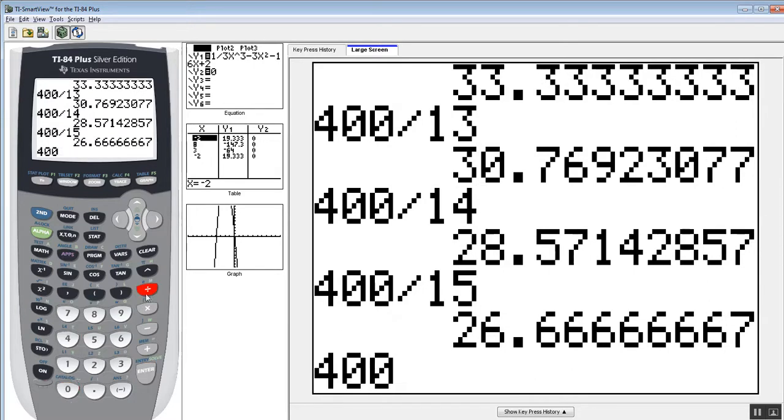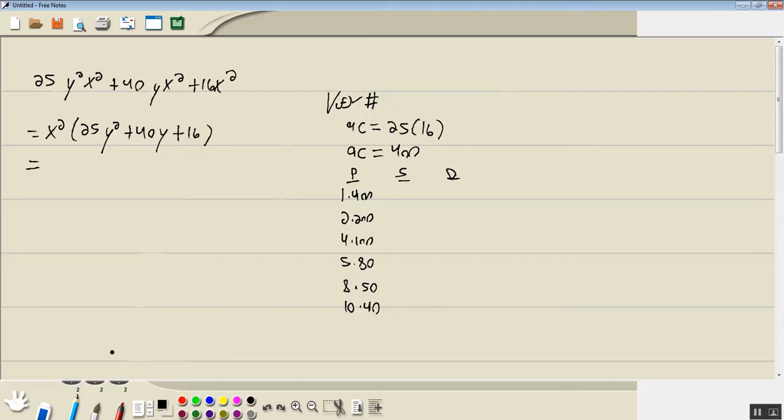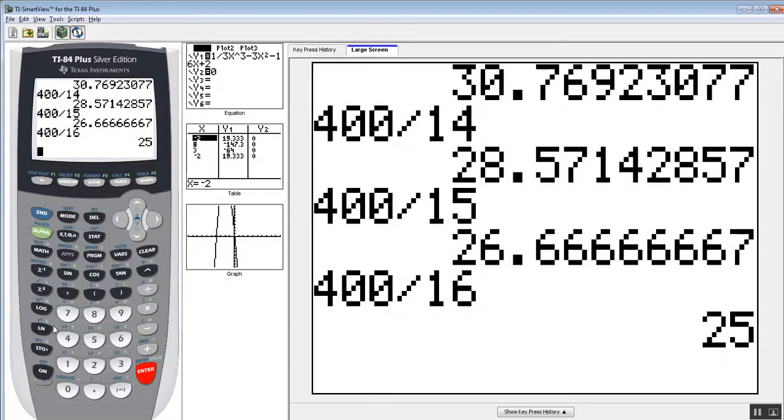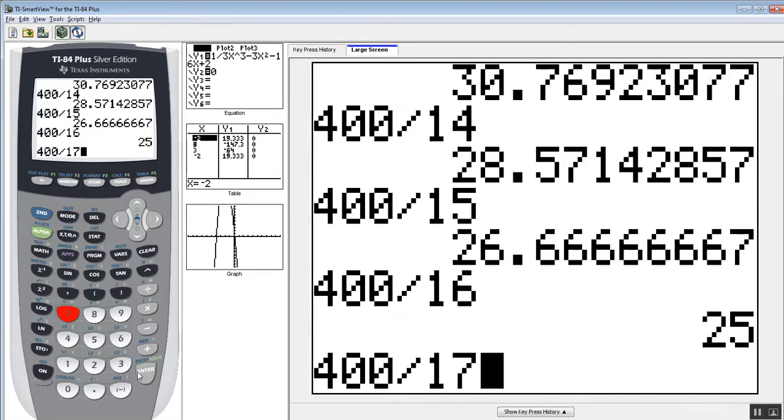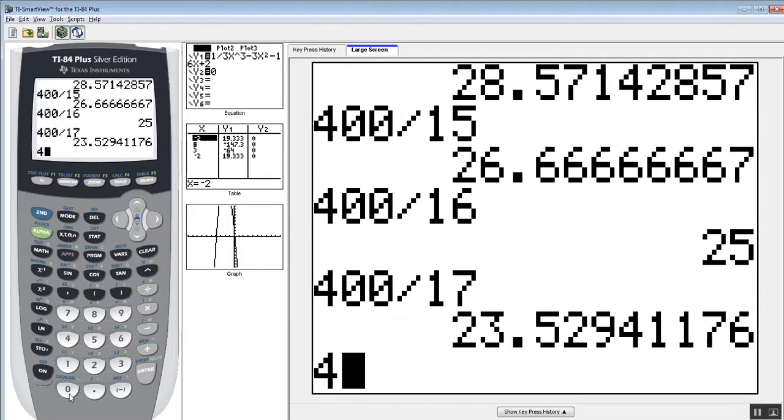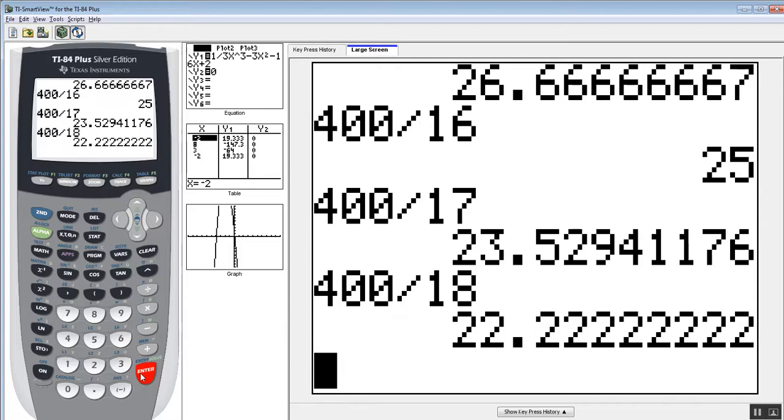400 divided by 16. We don't get... oh, there's one, 16 times 25. And 400 divided by 17. 400 divided by 18. See, that's assuming I could see the answer. I can see the final answer, but I'm not sure if I can see the steps in between, if that makes any sense.